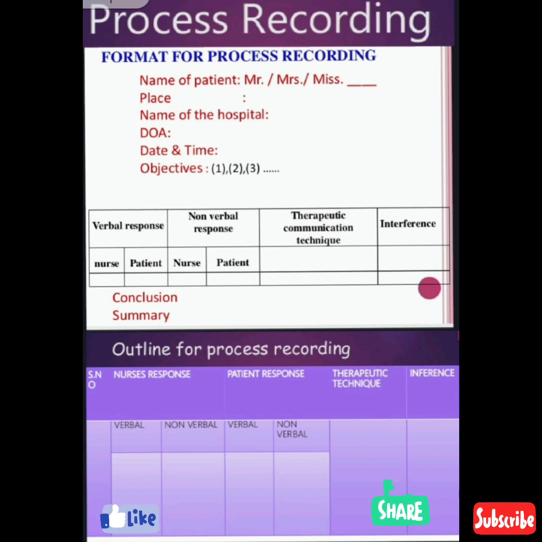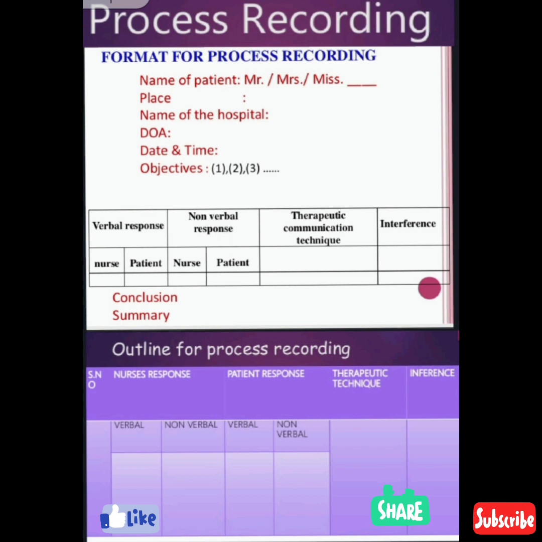So I will brief out the process recording. Process recording is nothing but all that the nurse records in a format, whatever happens between the nurse and the patient in a therapeutic nurse-patient relationship. All that is recorded in a systematic format, which is known as process recording. Process recording is an educative tool. It helps the student nurse to learn her behaviors and make herself effective in interaction with the patients. It helps in learning for a student nurse. That is why it is an educative tool.